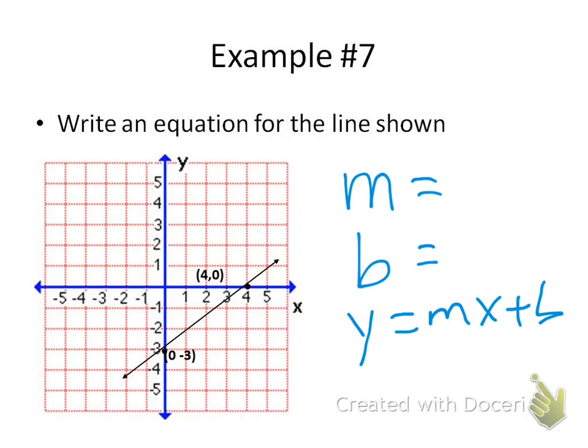You count the rise over the run. Good. So it looks like we're going up 1, 2, 3. We're going over 1, 2, 3, 4. So I rose 3, I ran 4. And what's my B? Where does it hit the y-axis?